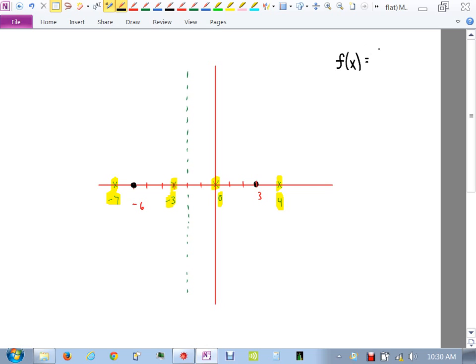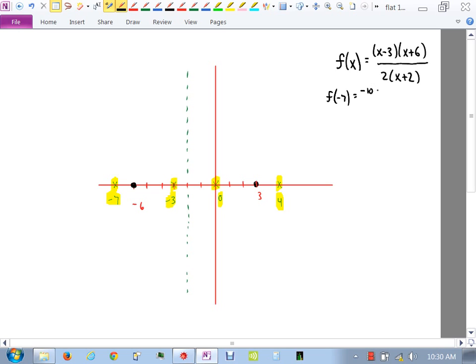It was x minus 3, x plus 6 over 2 times x plus 2. All right, I'm going to try and do this quickly. F of -7 would be -10 times -1 over 2 times -5. So 10 over -10, right? -1. So -7, I'm going to go ahead and plot it now. At -7, I'm down 1.